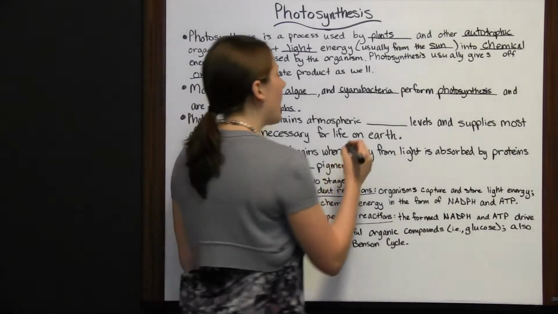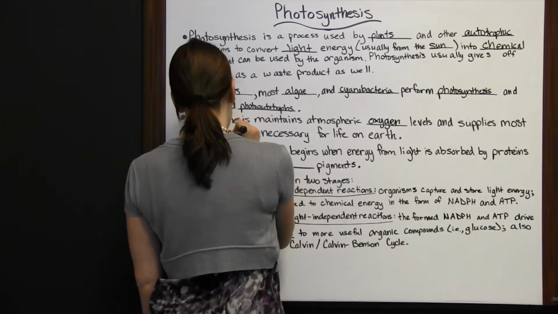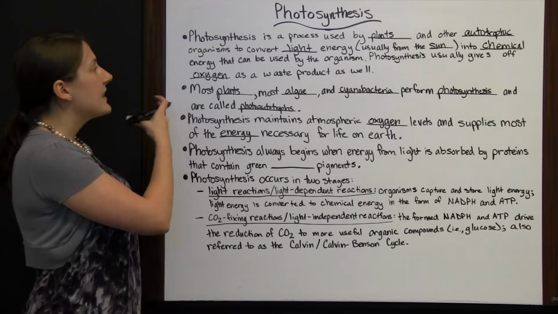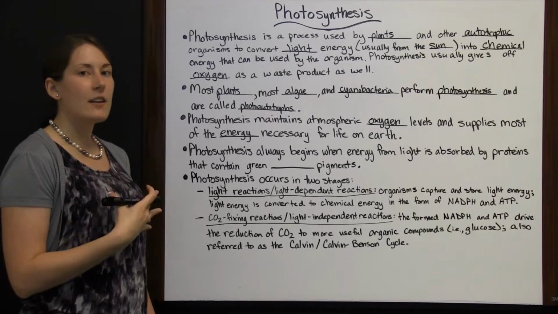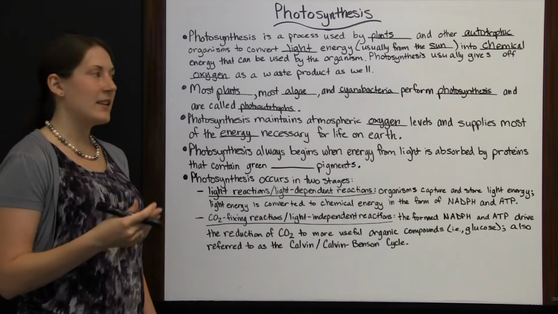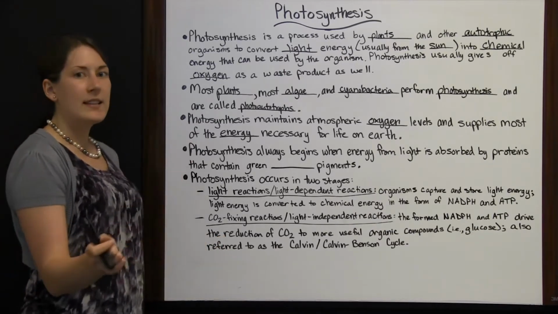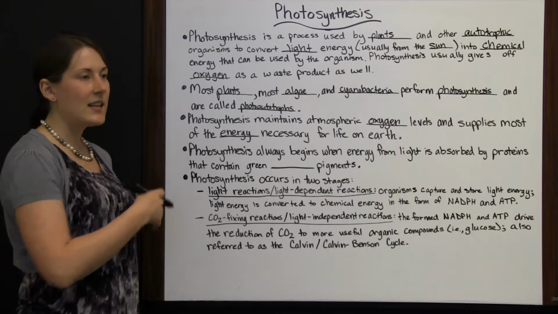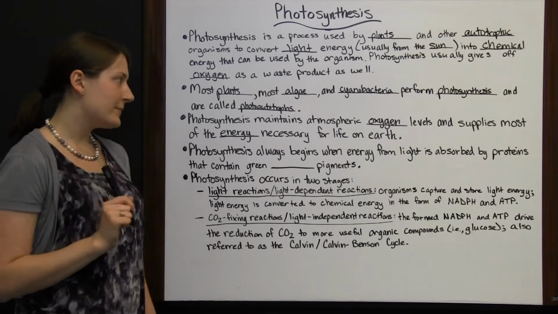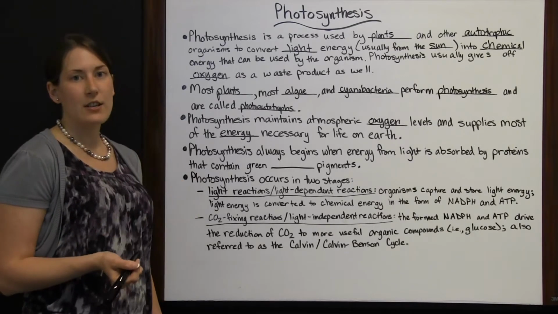Photosynthesis maintains atmospheric oxygen levels and supplies most of the energy necessary for life on Earth. So, as these autotrophic organisms take in carbon dioxide, they let out oxygen and help maintain the atmospheric oxygen levels, because people and other organisms exhale carbon dioxide, and the plants or other autotrophs take that carbon dioxide in and turn it back into oxygen, which we breathe. So if we didn't have photosynthesis, we'd be running low on oxygen. And so photosynthesis helps maintain our oxygen levels. It also supplies most of the energy necessary for life on Earth.